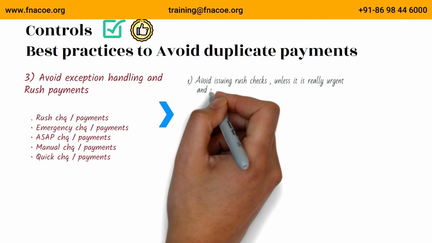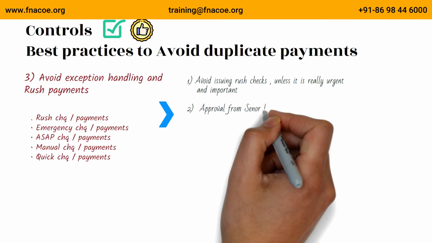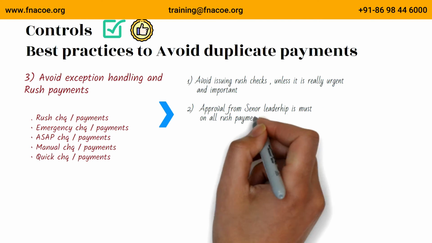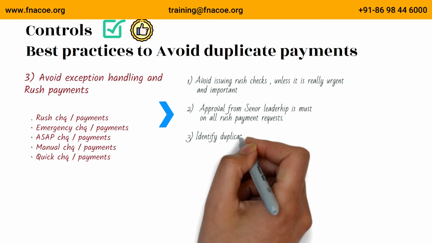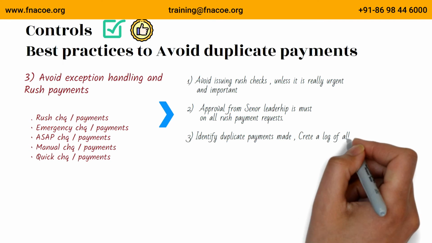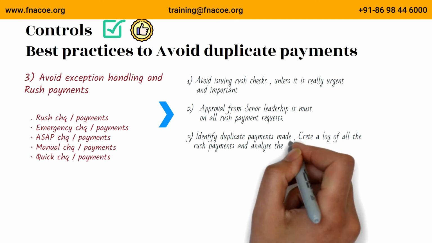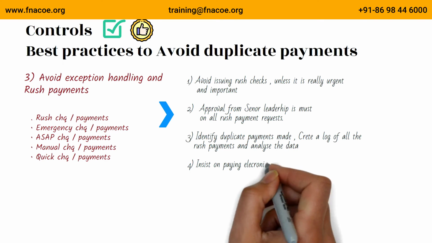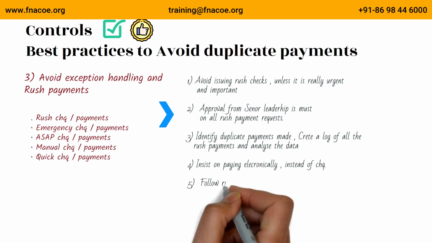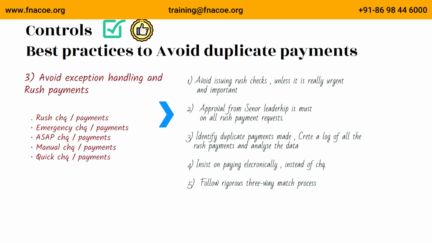So what is the best practice? The best practice is to make it really difficult for someone to get a rush payment. This could include requiring a sign-off from the CFO along with an explanation of why this payment could not wait for a regular check cycle. Identify the reasons for rush payments by keeping a log of who has requested them, why, and under what circumstances the request for the rush payment is made.